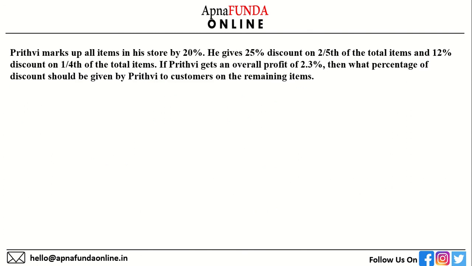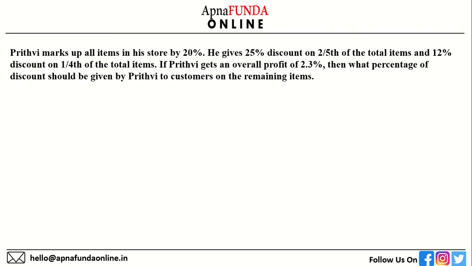Next question. Prithvi marks up all items in his store by 20%. He gives 25% discount on 2/5 of the total items and 12% discount on 1/4 of the total items. If Prithvi gets an overall profit of 2.3%, then what percentage of discount should be given by Prithvi to customers on the remaining items? Let's go step by step. This is a very easy question. If you solve step by step, you will be able to get a good grasp of that you are not going wrong anywhere. So let's solve it step by step.